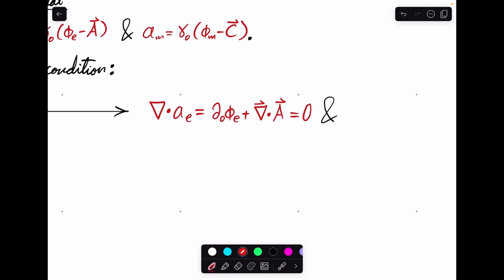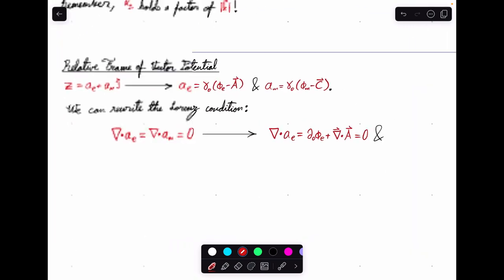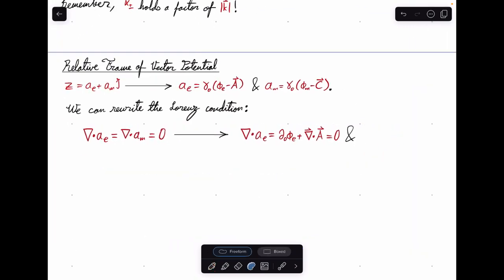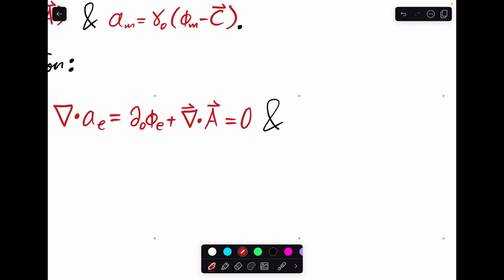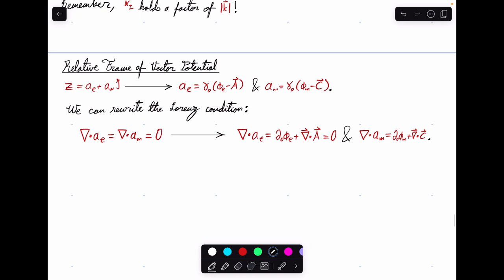And likewise, let me move things to the left so I have room. The dot product of AM, we get this. So these are the more traditional Lorentz conditions. This is when you write the Lorentz conditions traditionally, this is what they'd look like.